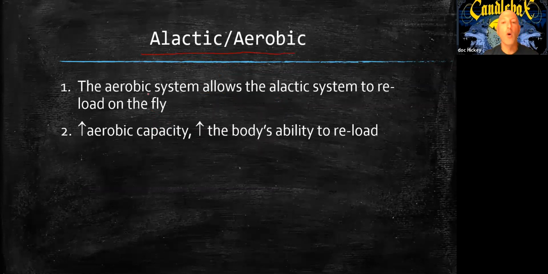So the aerobic system allows the alactic system to reload on the fly. If I increase my athlete's aerobic capacity, I'm going to increase my body's ability to reload. Plain and simple. So the stronger the aerobic system, the better they're going to reload on that alactic system, so the better they're going to perform in repeat sprint ability tests.